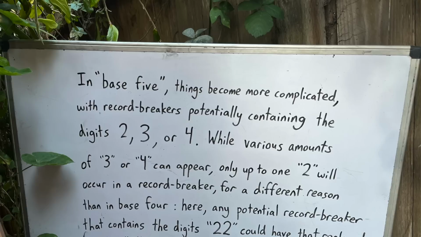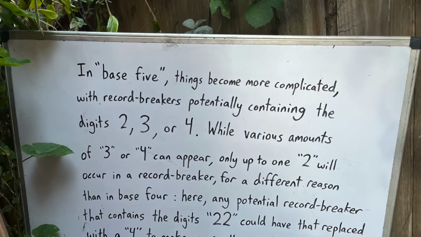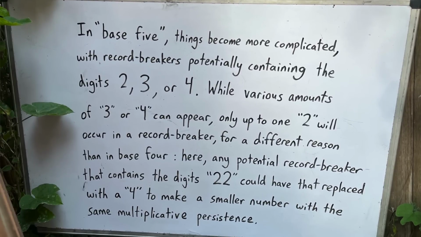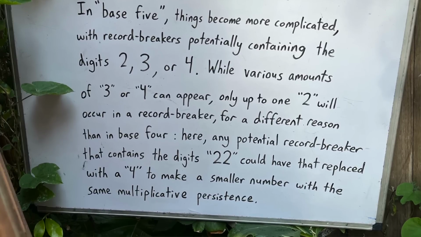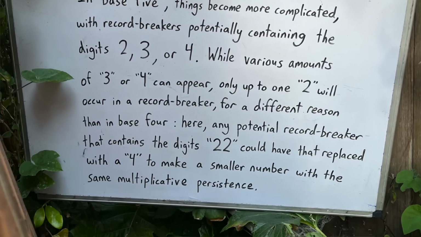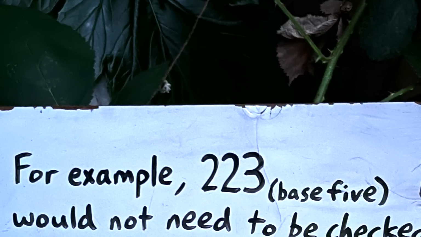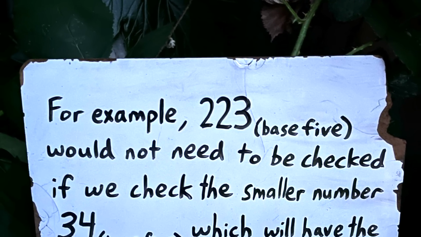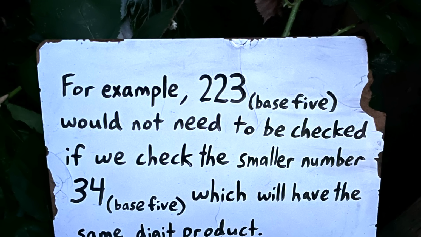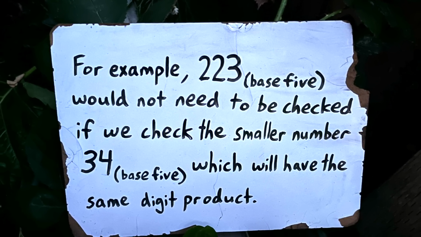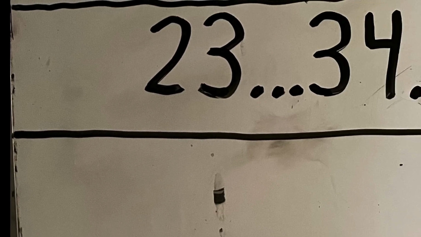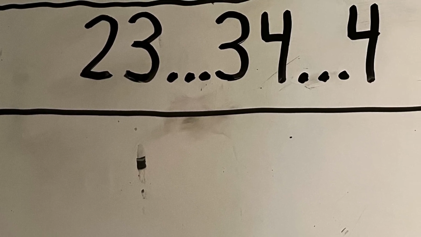Well, similar to that, in base 5 and above, a pair of the digit 2 could be replaced with a single 4 to get a smaller number with the same digit product. So here we won't see more than one of the digit 2 in one of these record breakers because 2 can be replaced with 4. Now that leaves numbers with up to 1 of the digit 2 and then some amount of the digit 3 and or some amount of the digit 4.